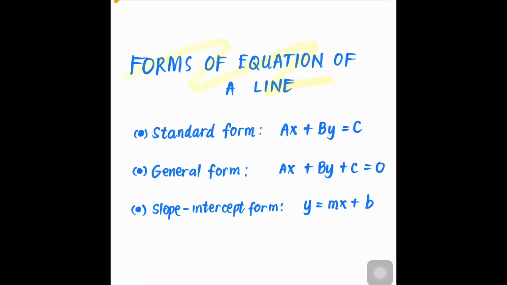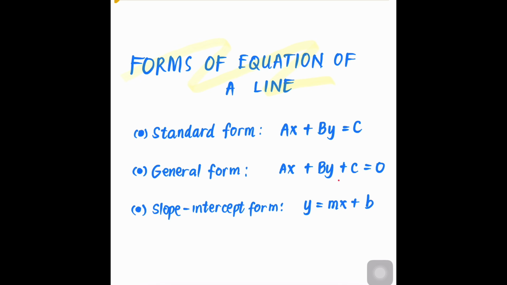Today, we will be learning about the different forms of equation of a straight line. So there are three different forms. The first form is what we call the standard form, which is written in the form of ax plus by equals to c. The second form of the equation is what we call the general form. General form is written as ax plus by plus c equals 0.